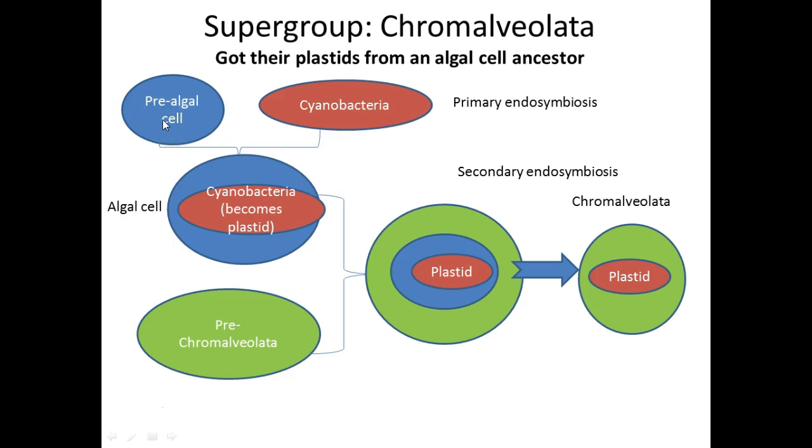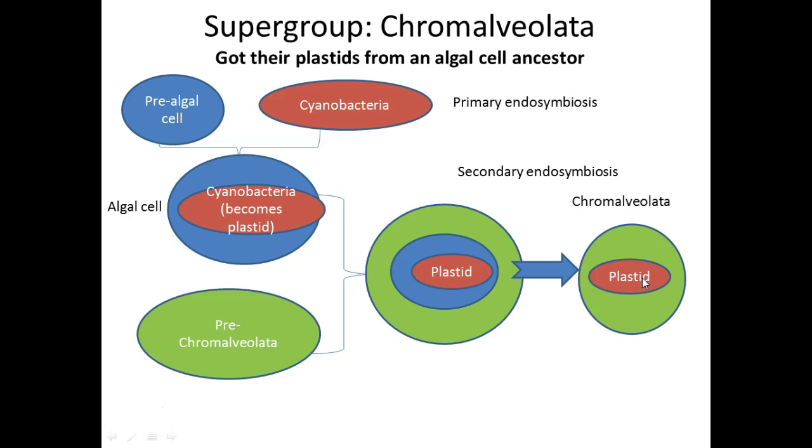So this is that second endosymbiosis that I spoke about earlier. Remember, the first one was a pre-algal cell that could have ingested a cyanobacteria, which basically became its chloroplast, sometimes referred to just as a plastid. But then they believe an algal cell was engulfed by these cells and began a symbiotic relationship where this algal cell basically deteriorated into the plastid.